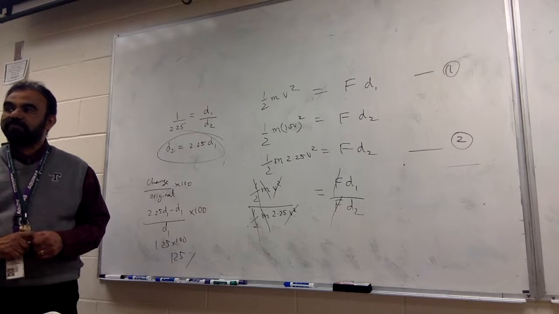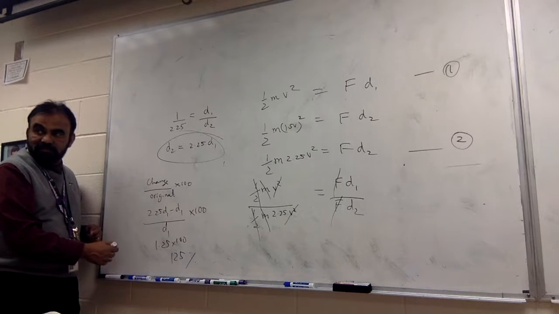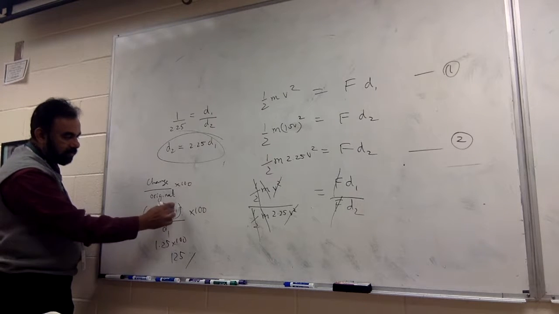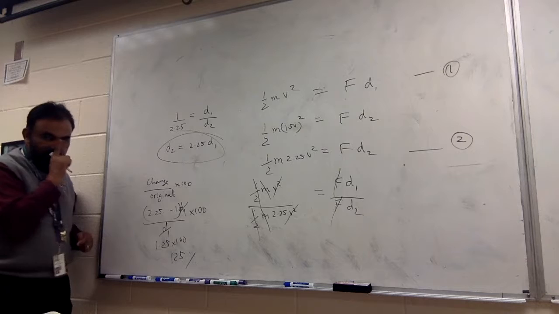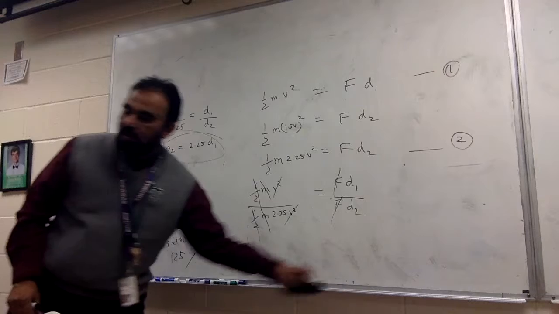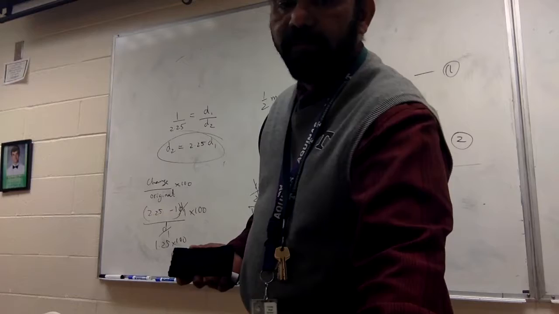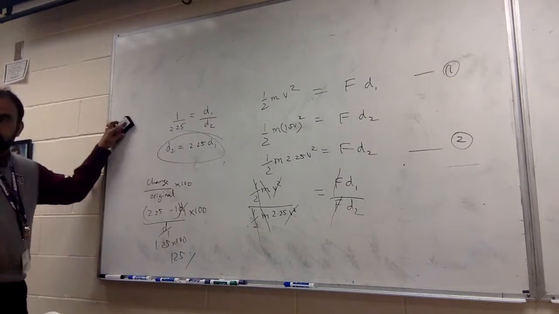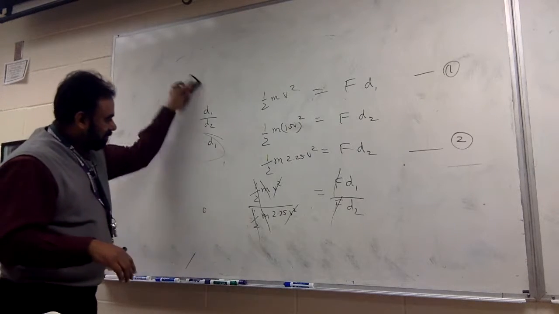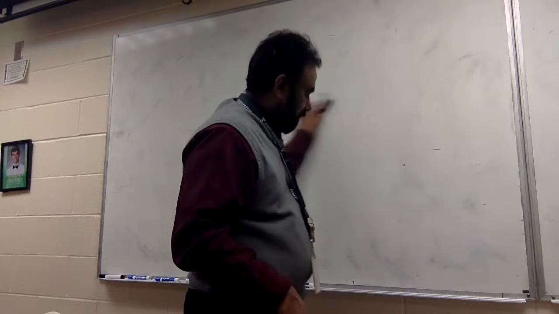Yeah. Why is it 1.25? Because 2.25, if you take D1 common, you get that. And then the D1 is cancelled. So you have 1.25. Okay. Questions? No? All right.